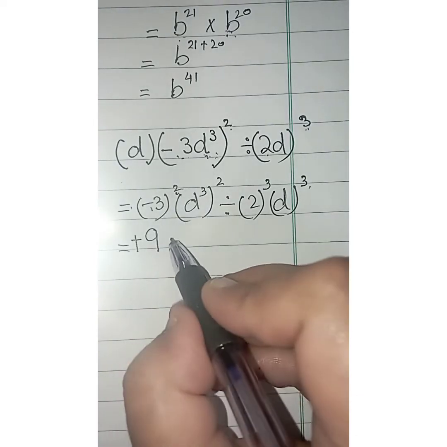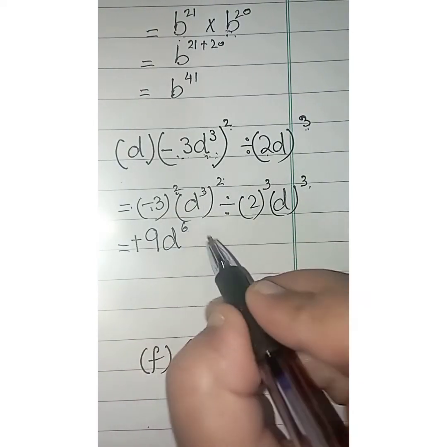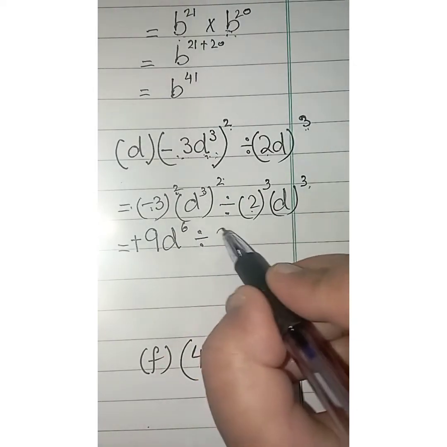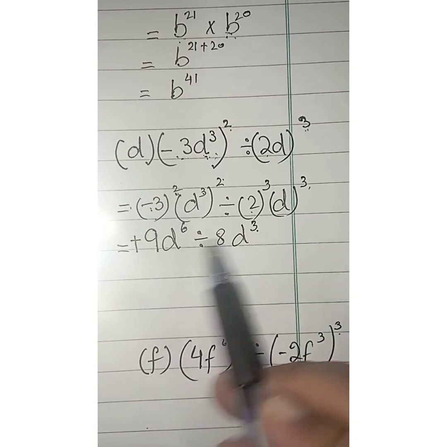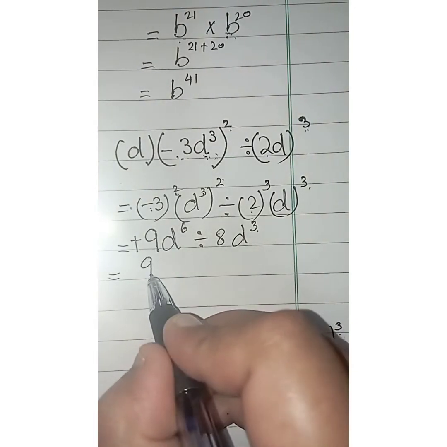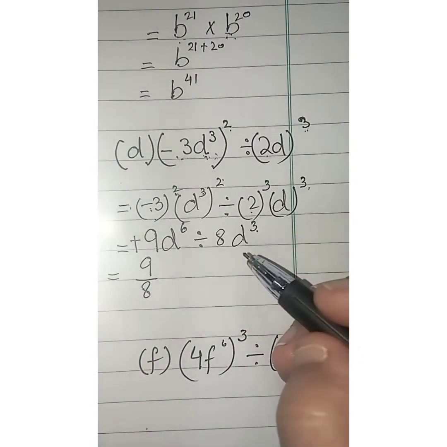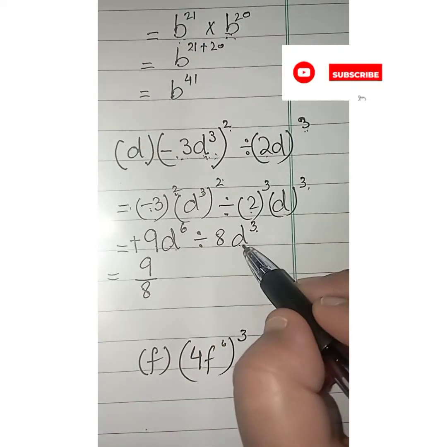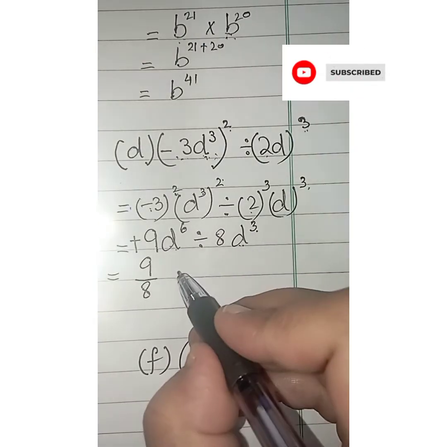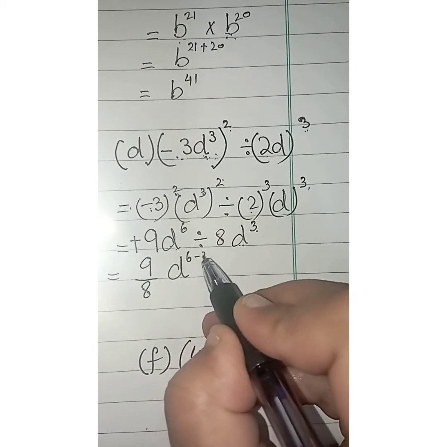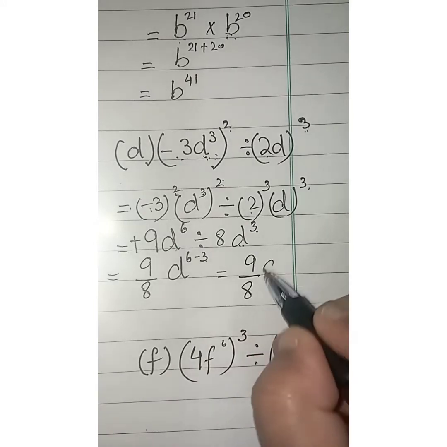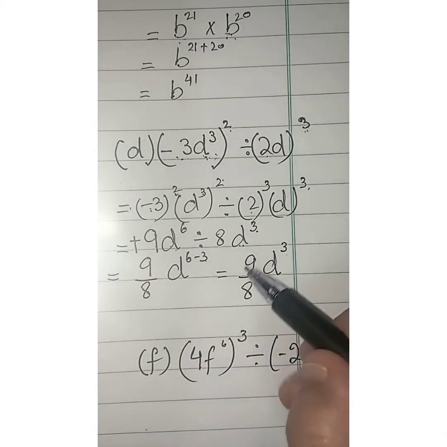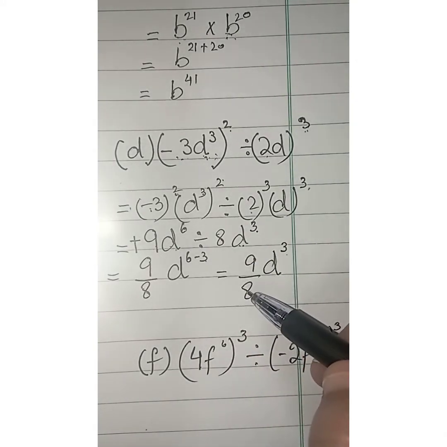3 squared is 9 and D, 3 times 2 is 6. Now divided by 2 cubed, which is 8, D cubed. Now we know that there are two different numbers, 9 and 8, so first we will divide 9 by 8, making it in the form of a fraction, and D and D are both the same base, so we will apply this rule, 6 minus 3, subtract the powers, so the answer will be 9 by 8 D to the power 3. You can even convert this fraction into a mixed number as well.